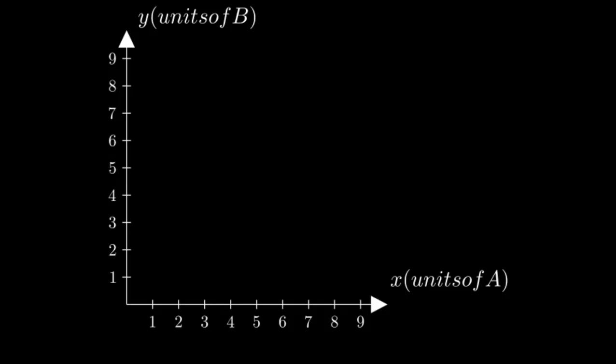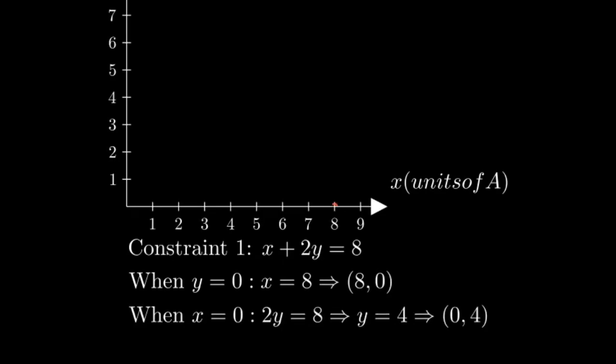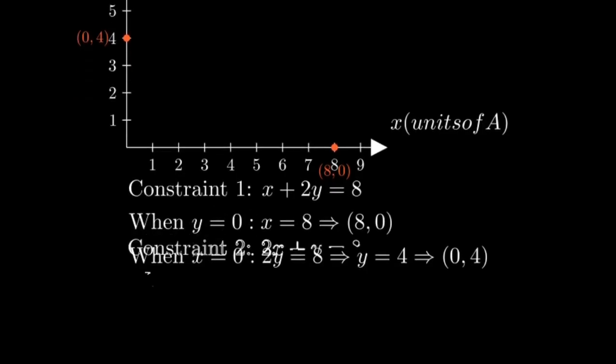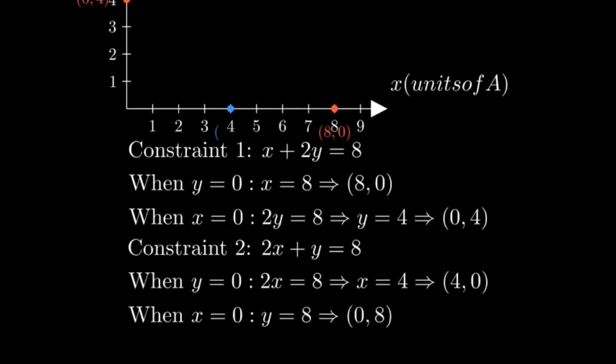Now, for step 3, finding coordinates for our constraint lines. For our first constraint, 1x plus 2y equals 8, we need to find its intercepts. When y equals 0, x equals 8, giving us the point (8, 0). When x equals 0, 2y equals 8, so y equals 4, giving us (0, 4). For our second constraint, 2x plus 1y equals 8, we follow the same process. When y equals 0, 2x equals 8, so x equals 4, giving us (4, 0). When x equals 0, y equals 8, giving us (0, 8).